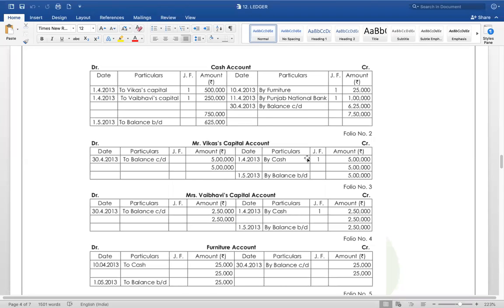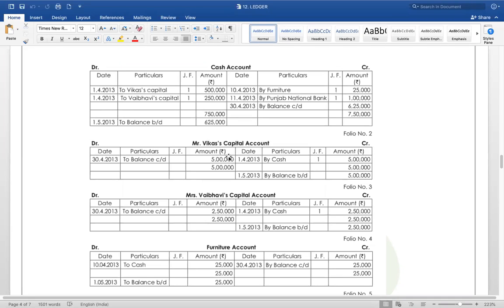Now, in the case of Vikas capital account, the account shows a credit balance because the credit side is 5 lakhs and on the debit side, nothing. It's zero. But you have dropped this amount to balance the account, to make both sides equal. You have put this 5 lakhs and said this is balanced. So an account can show a debit balance or a credit balance. Debit balance means debit side more. Credit balance means credit side more.